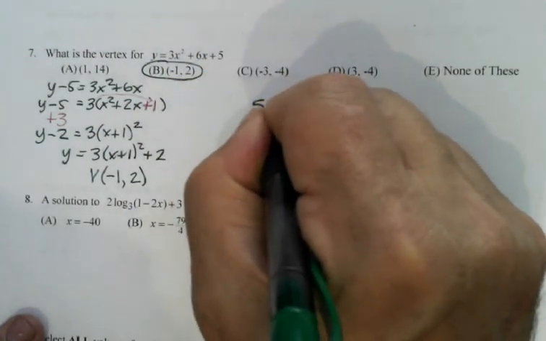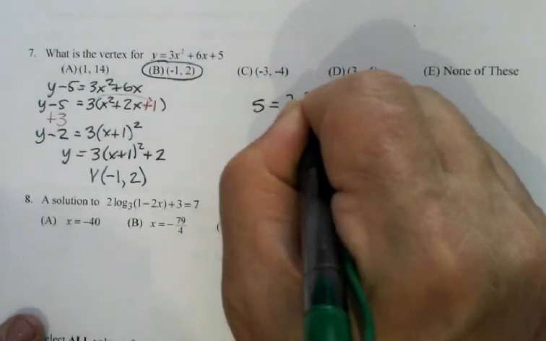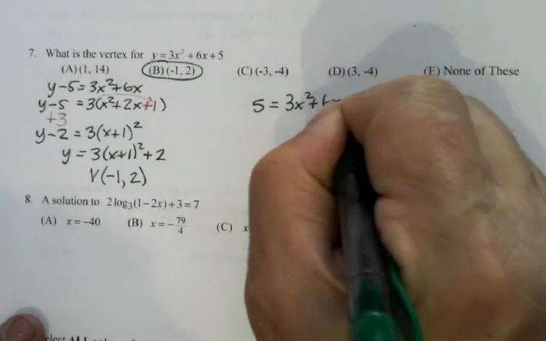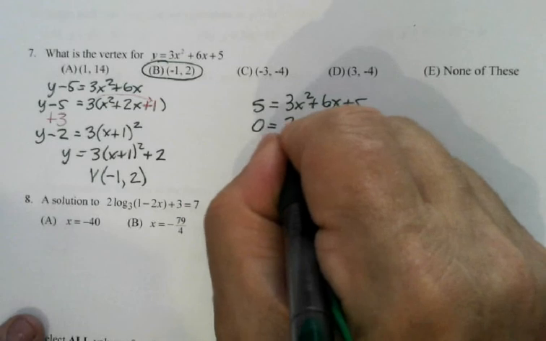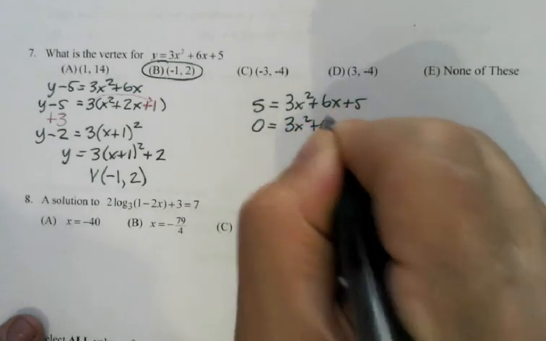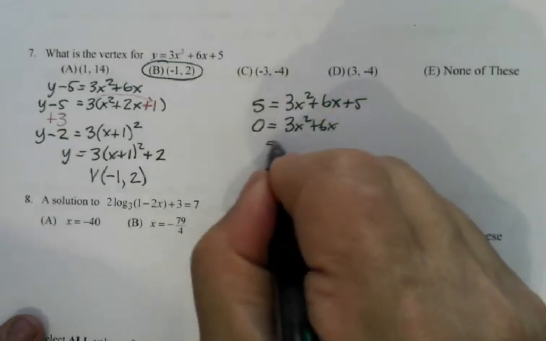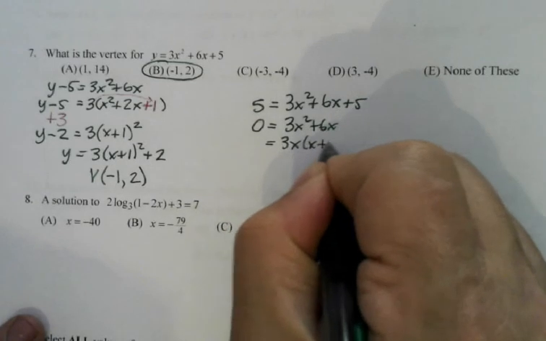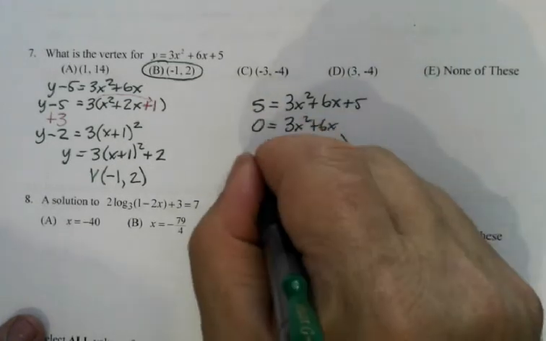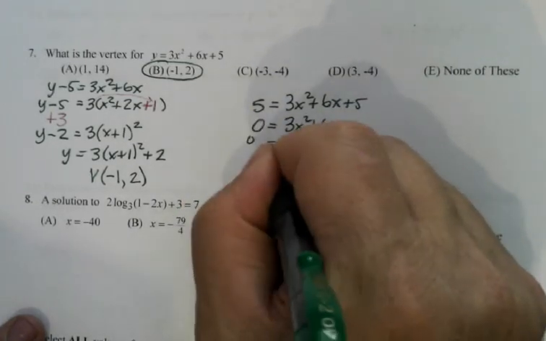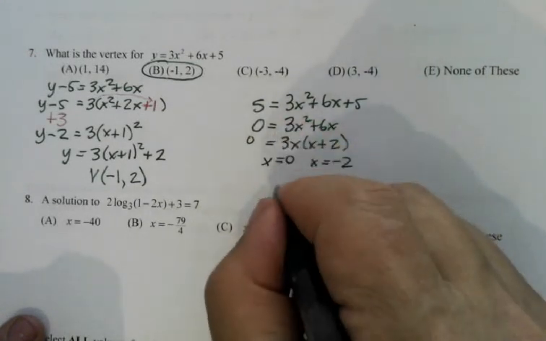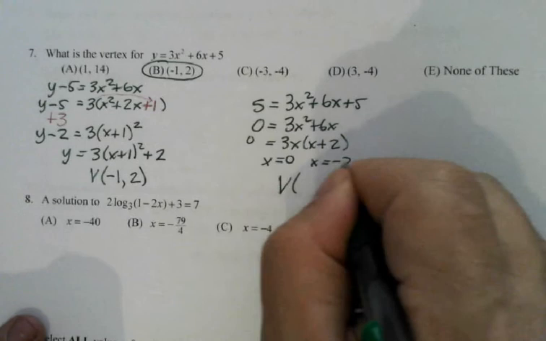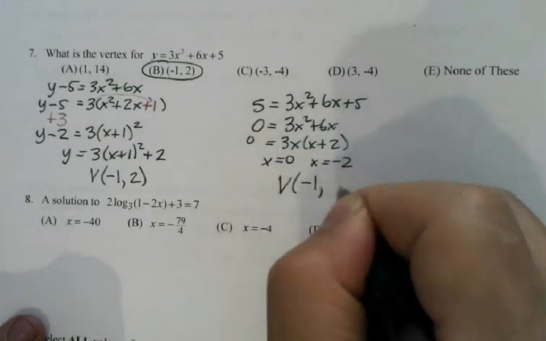I'm going to let this equation equal 5. So I'll do 5 equals 3x squared plus 6x plus 5. Then if I subtract 5 from both sides, I get 0 equals 3x squared plus 6x. I'm going to factor out 3x. When I solve this, I get x equals 0 and x equals negative 2. Your vertex is halfway between it. So halfway between 0 and negative 2 is negative 1.